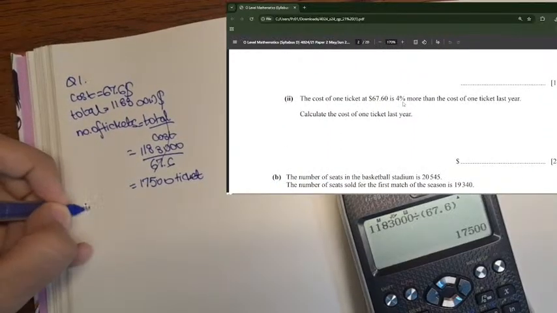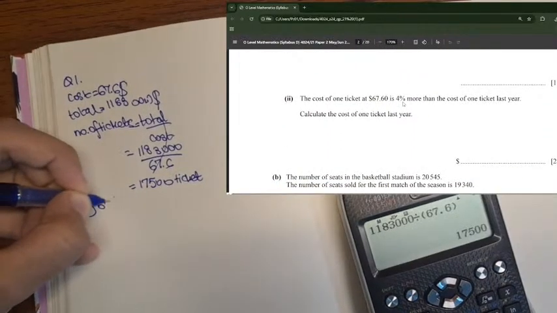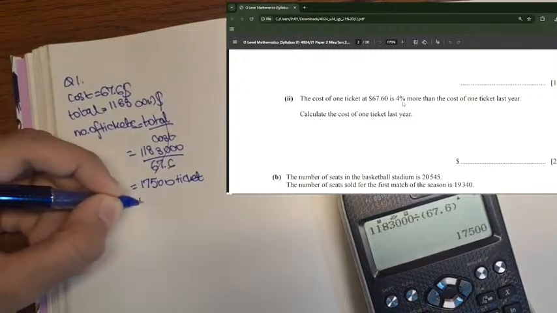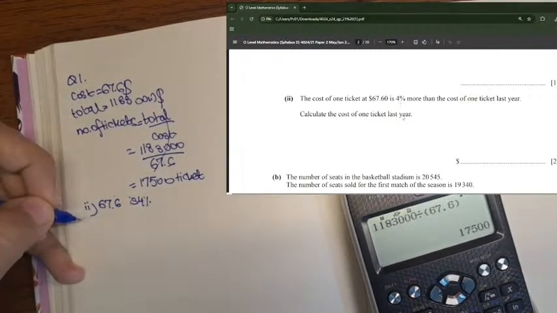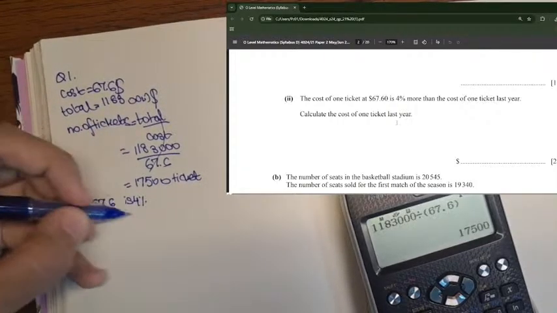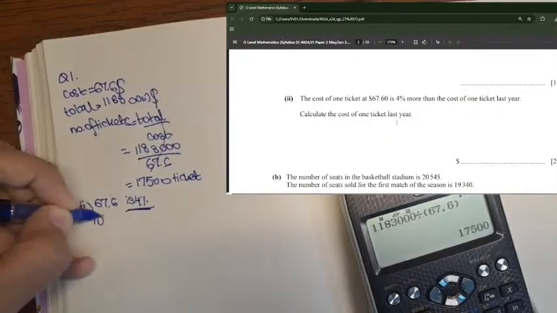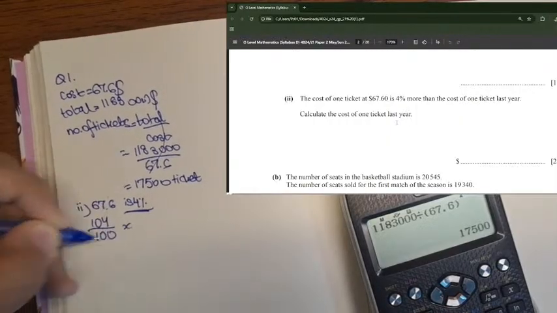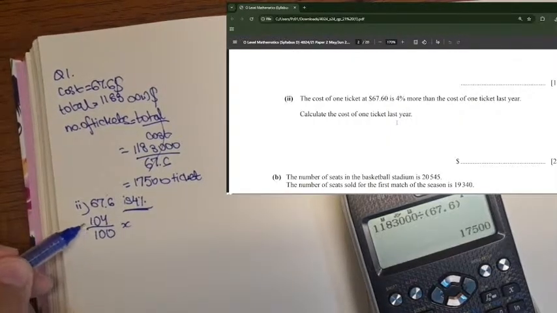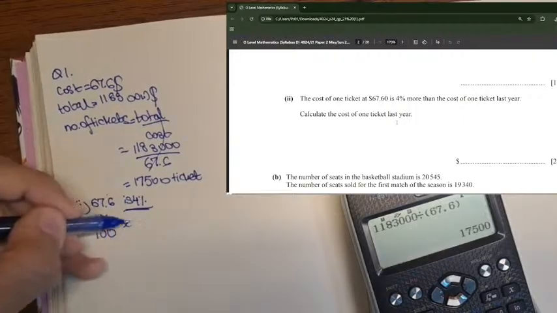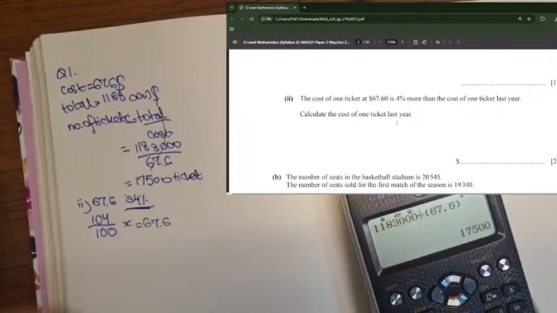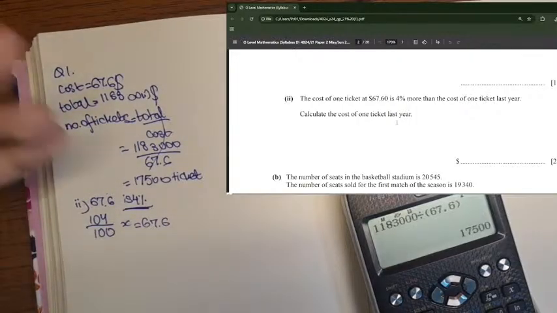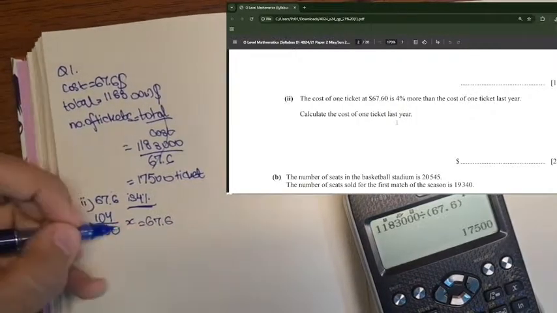The next question is that the cost of one ticket at $67.60 is 4% more than the cost of one ticket last year. So this cost is 104% of a certain value from last year. Why do I say 104? Because whatever the value X was last year, that would be its 100%, and then we would add an additional 4% because it's 4% more than the cost last year, which we're labeling as X.